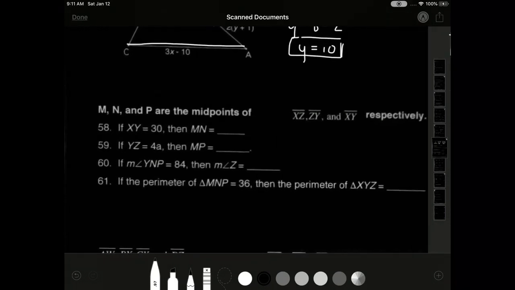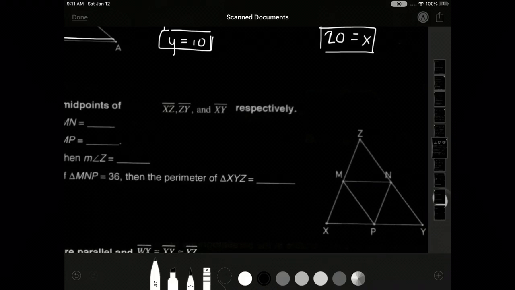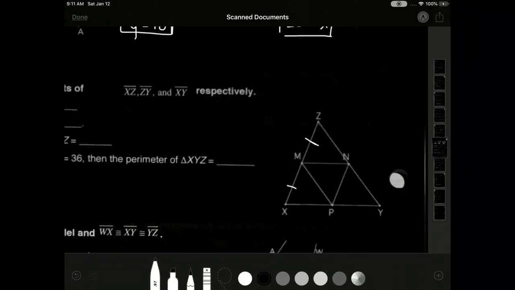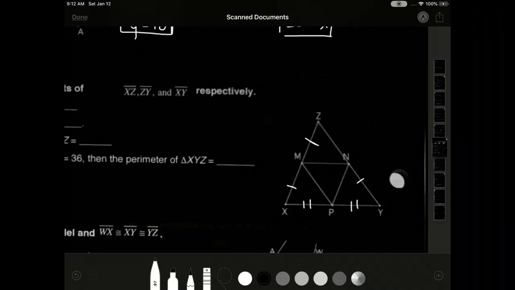For 58 to 61, we're told M, N, and P are midpoints of our triangle here. So that means ZM is congruent to MX. We know that XP is congruent to PY. And we know that NY is congruent to NZ.